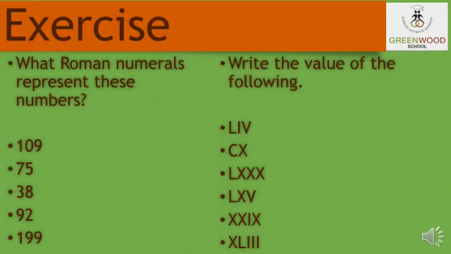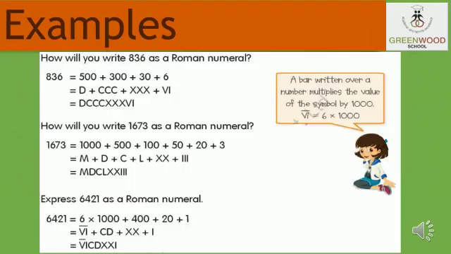Now, solve this exercise. In the first part, write the Roman numerals for the four given numbers, while in the second part, write the value of the Roman numerals. Now, let's see more examples. How will you write 836 as a Roman numeral?